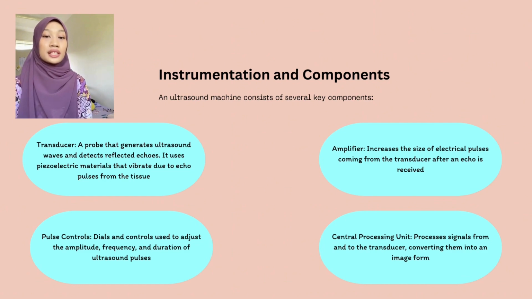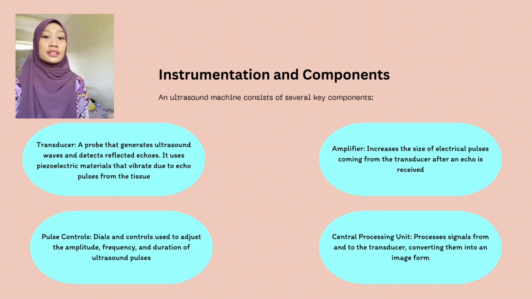I will explain the relevant scientific instrumentation and application concepts. Firstly, instrumentation and components. An ultrasound machine consists of several key components. Firstly is the transducer, a probe that generates ultrasound waves and detects reflected echoes. It uses piezoelectric materials that vibrate due to echo pulses from the tissue.